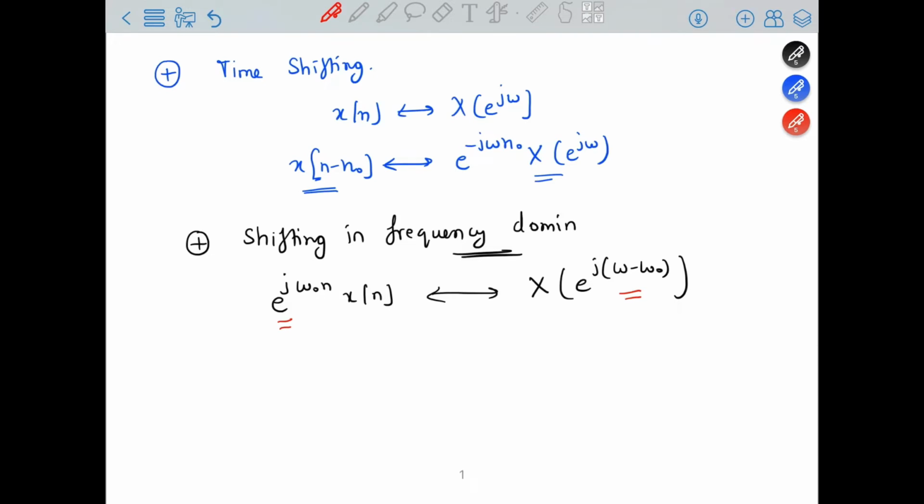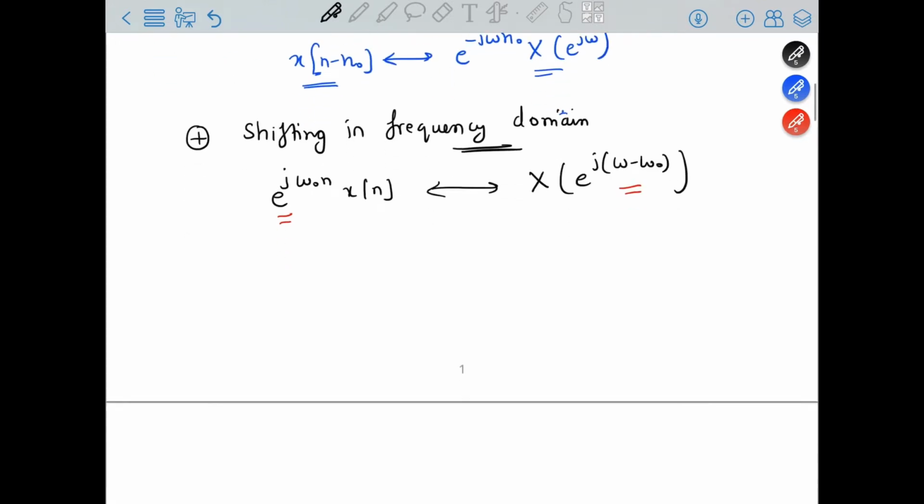So there is a significant change in sign. And also, so this is domain, so I'll just replace it with... so these are the property of time shifting and frequency shifting, and again they are quite similar to that of its continuous time counterpart.